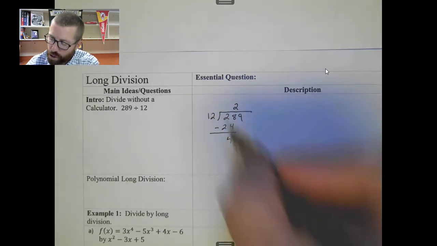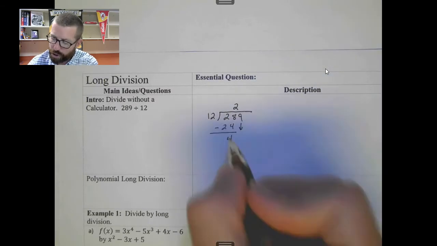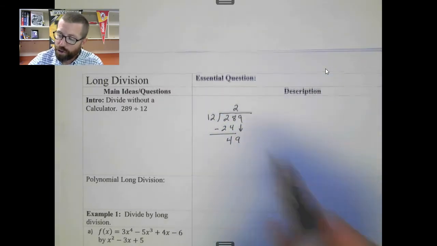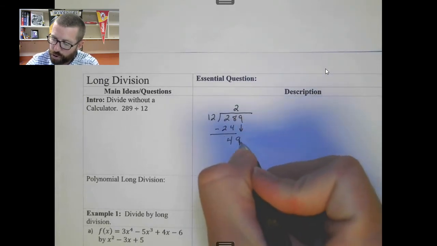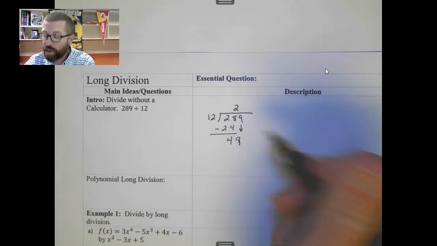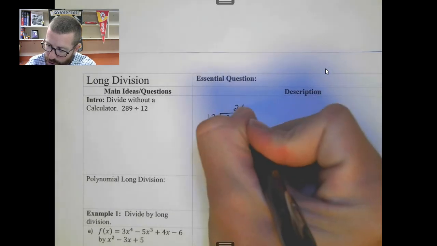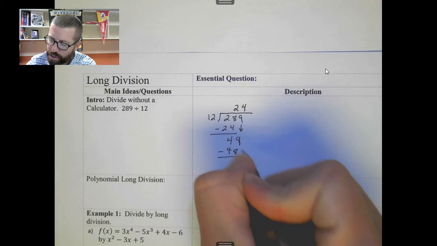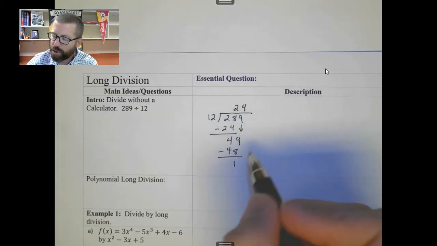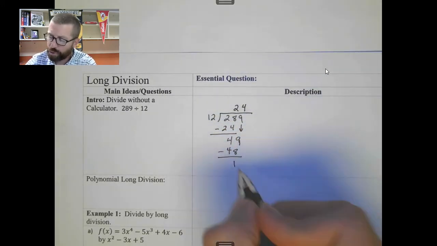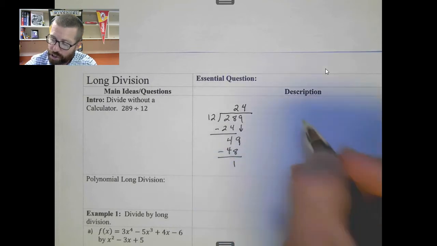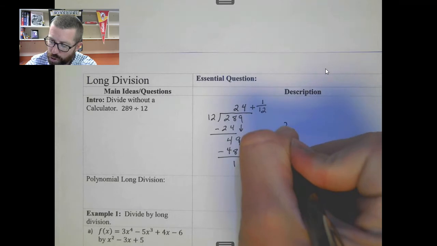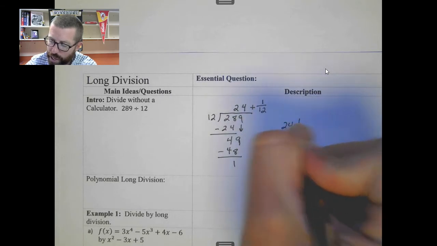And then what happened? We brought the 9 down. So we bring the 9 down, and then we just do the process again. So let's see, 12 times 3 is 36, 12 times 4 is 48. If I did times 5, I'd be up to 60, so that's too many. So this can be 4, and we get 48. And then we change the sign and add, and 1 is my remainder. So I have 24 with the remainder of 1. Or I could say 24 plus 1 divided by 12, or 24 and 1/12 if we wanted to write a mixed number.